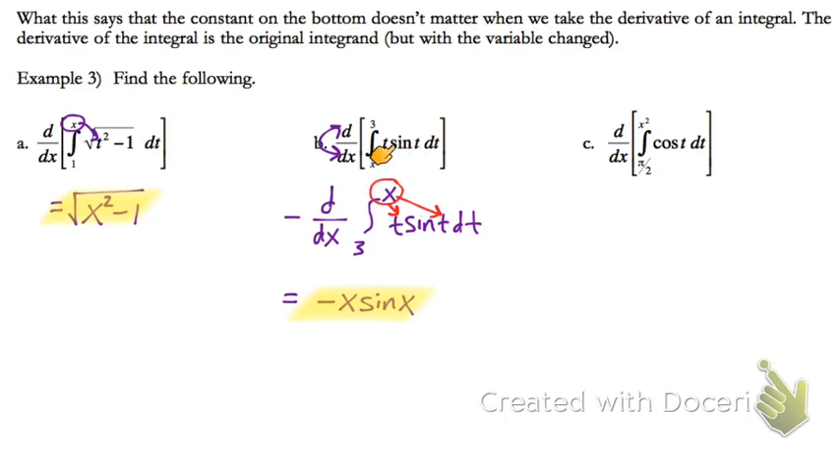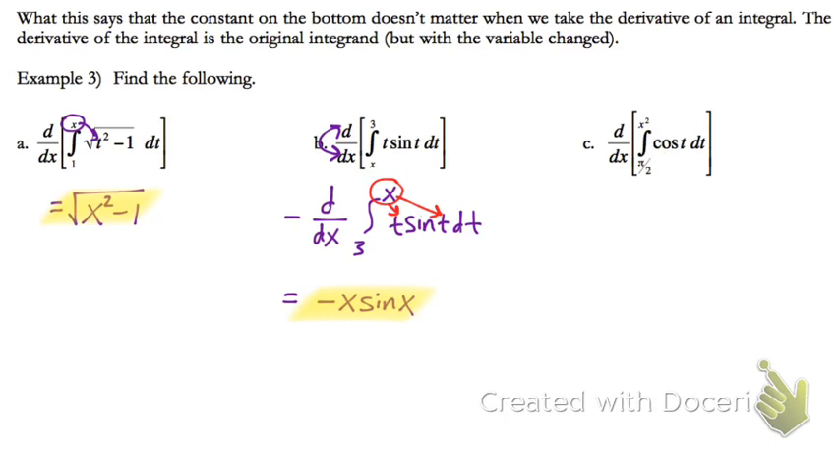The reason is that if I did actually take this integral and use the fundamental theorem of calculus, it's F(b) minus F(a). So if I plugged in 3 first and then plugged in the x and subtracted them, the 3 on the bottom ends up being negative, which is why it turns into this negative here.